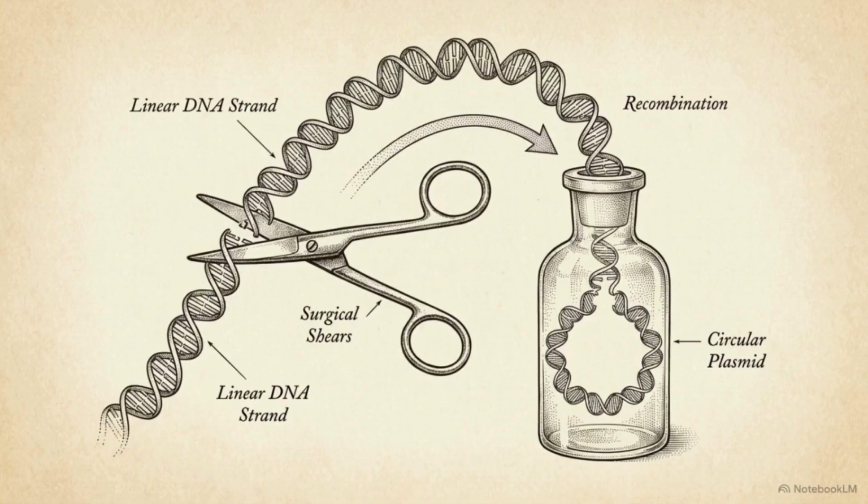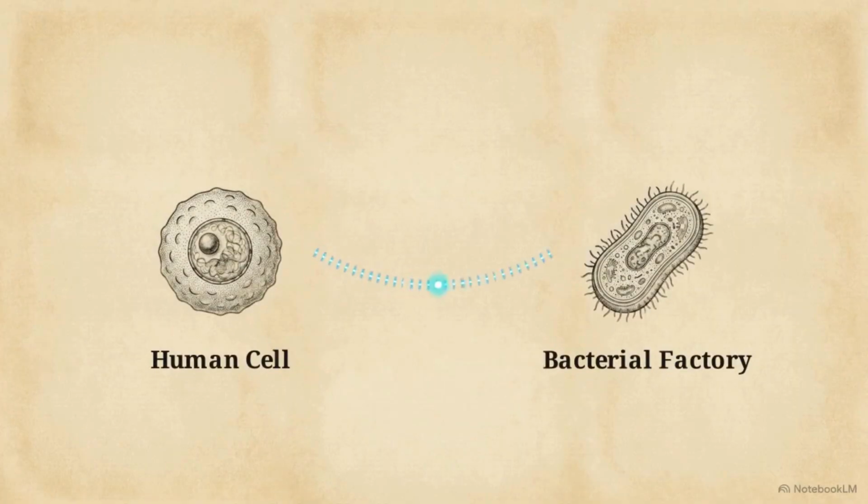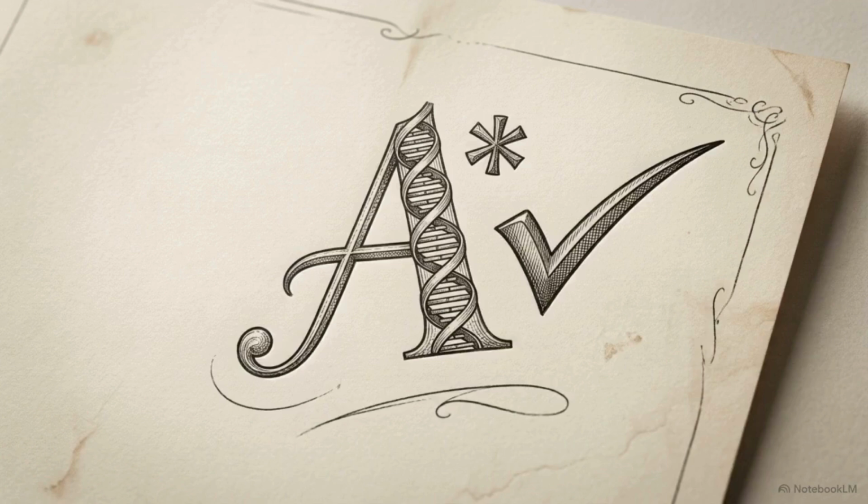It's about understanding the specific mechanics of the process. When you can trace the code from a human cell into a functioning bacterial factory, you have mastered the logic the examiners are looking for.